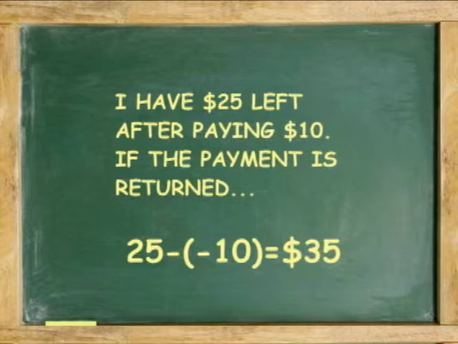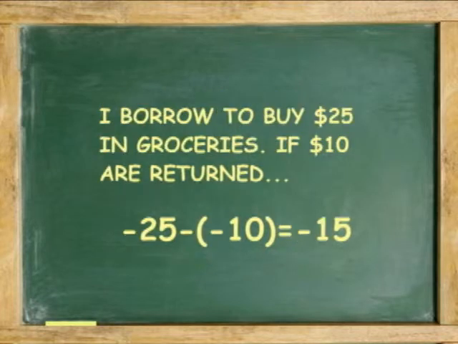Let's try a variation of the same problem. I borrowed to buy $25 in groceries. If $10 are returned, negative 25 minus negative 10 equals negative 15. Notice that because there is a benefit from taking away a negative, the result of negative times negative is positive.